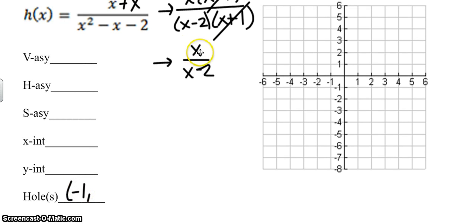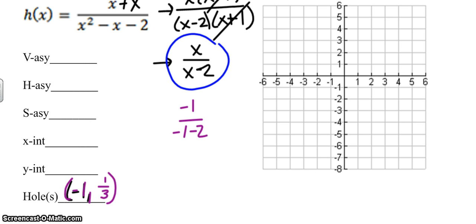So if I plug in negative 1 here to help me find this hole value, I'll write this in purple, I'm going to get negative 1 over negative 1 minus 2, so it's going to be negative 1 over negative 3, which is 1/3. Now, looking at this function, I can start doing all of the rest of my analysis. Okay, vertical asymptote is going to be at x equals 2. Horizontal asymptote, this is x to the first over x to the first, so I'm going to read from the coefficients. This will be the line y equals 1. There is no slant asymptote.